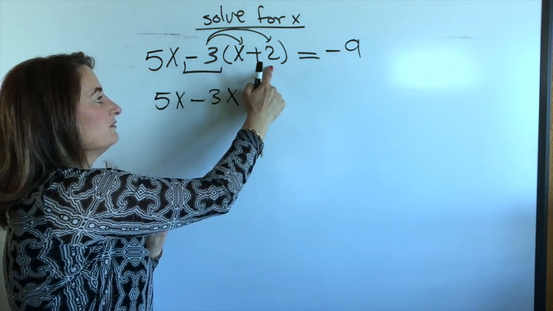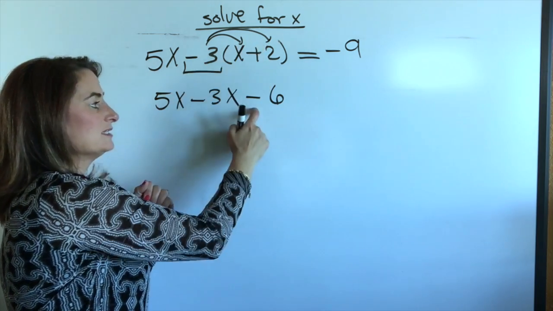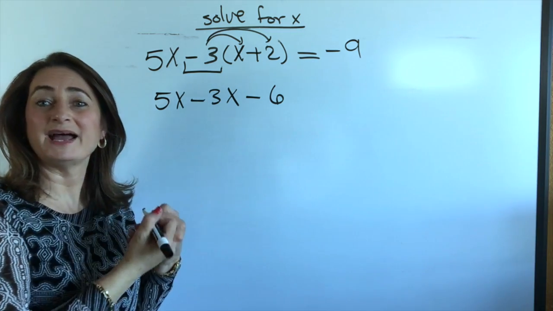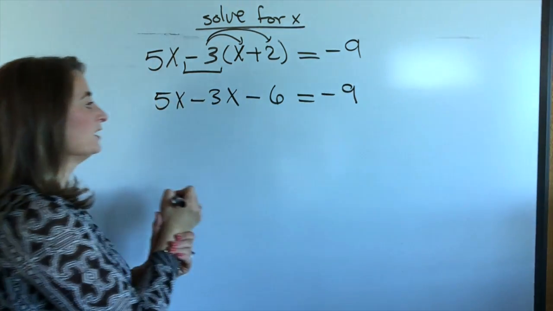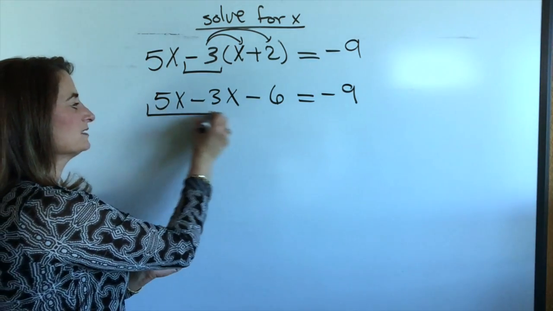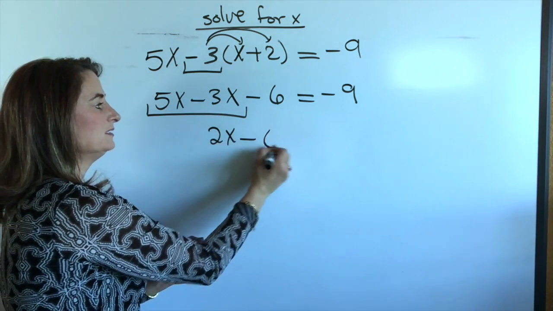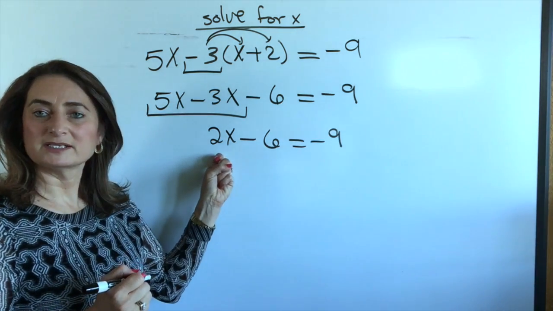-3 times +2 is -6. And adding a negative is the same as subtraction. That's why I just take a sign instead of changing to adding a negative. Equals, bring the -9 down. Now combine like terms, the x's. 5x minus 3x is 2x. Minus 6 equal -9. Now we need x by itself.